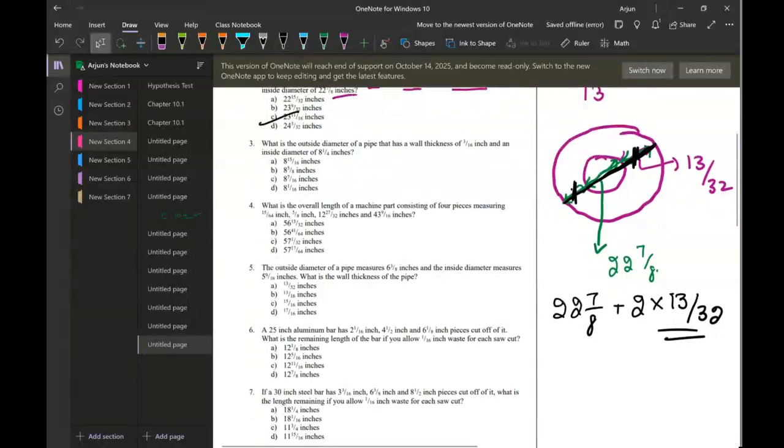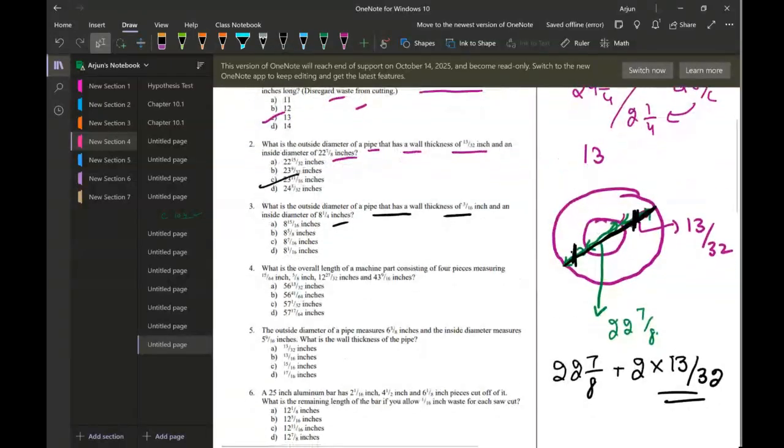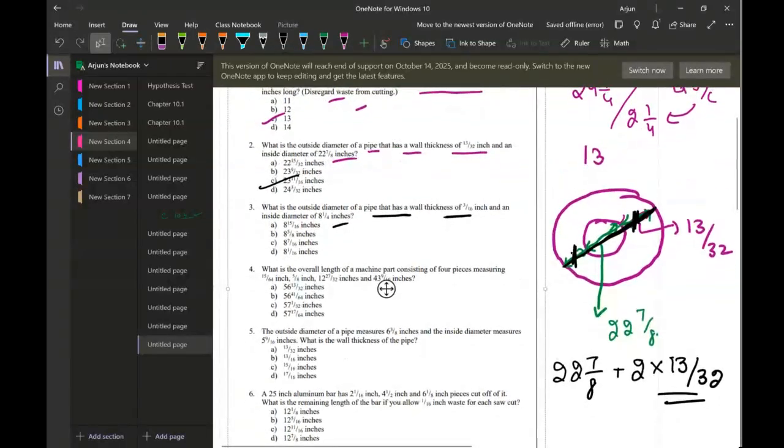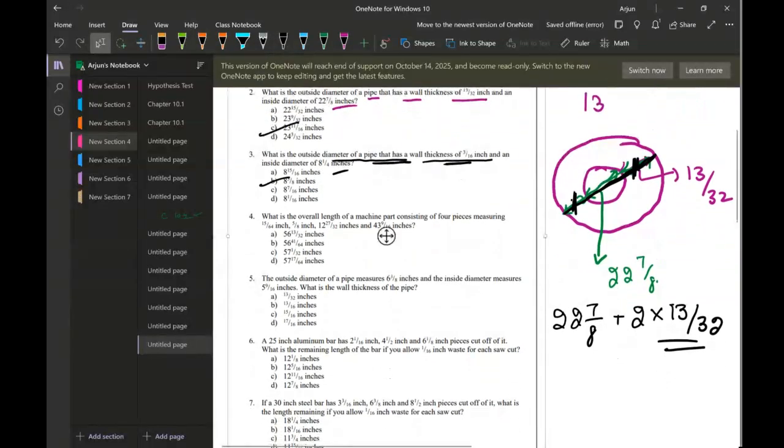All right, now the next one: what is the outside diameter of the pipe that has a wall thickness of this and the inside dia of this? What is the outside dia? Literally the same question, I guess. This one. So same process you're going to repeat, and then the answer will be B in this case. I'm not going to do this one. I'll leave it for you guys to do. Outside diameter of the pipe that has a wall thickness of this much. And yeah, pretty much the same thing.